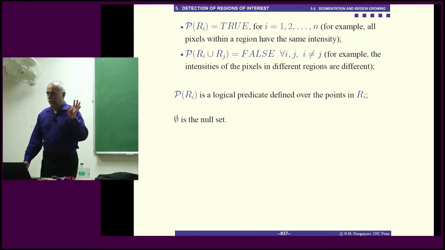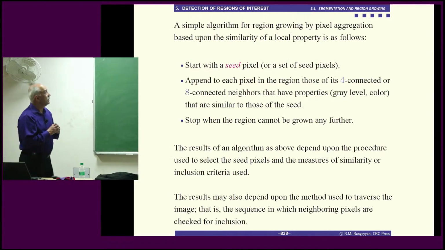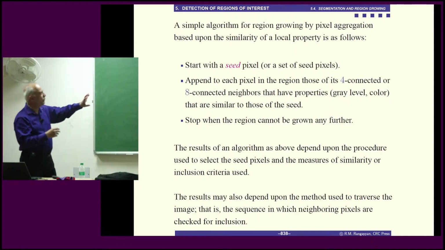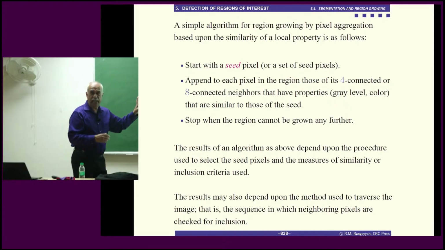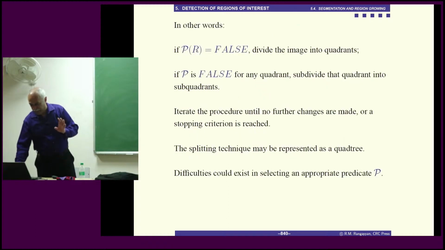So these are general conditions in general image processing. Seed-based region processing, we have seen this for adaptive neighborhood image processing. So I won't go through this. It's the same thing. Splitting and merging, I already mentioned that, so we'll skip that.